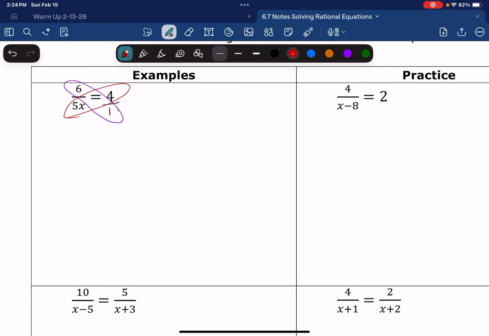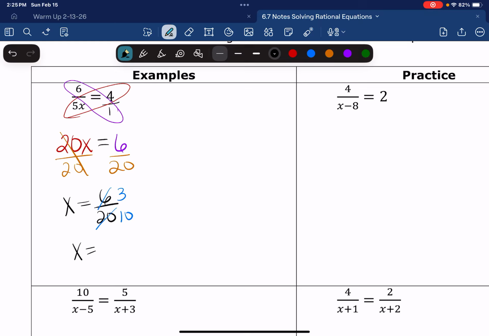So 5x times 4 just gives us 20x. And that should equal 6 times 1, which is just 6. And then to solve for x, we just divide both sides of our equation by 20. And we get x equals 6/20ths, right? Well, 6/20ths we can reduce, definitely. 6 and 20 are both divisible by the number 2. So when I divide 6 by 2, I get 3. And when I divide 20 by 2, I get 10. So x just equals 3/10.